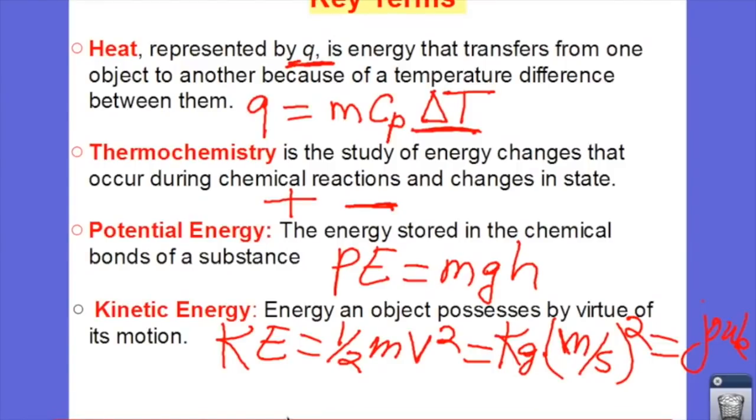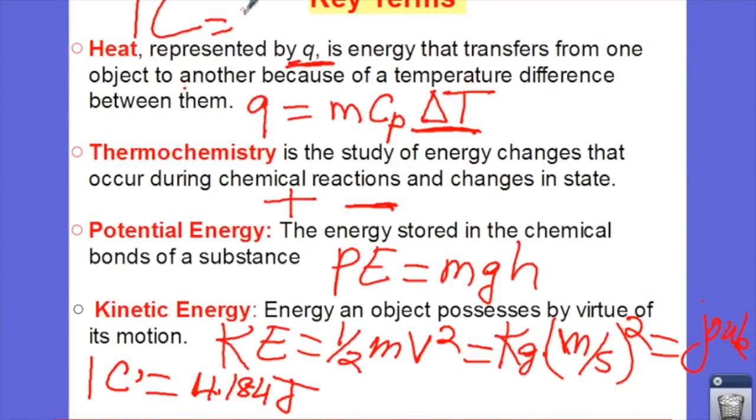But I'm going to add another unit right now. It is the calorie. How do we convert from joule to calorie? So I need for you to write 1 calorie equals 4.184 joules. So you will be using this to convert from calorie to joule. 1 calorie equals 4.184 joules. When you see a capital C for calorie, it really means kilocalorie.